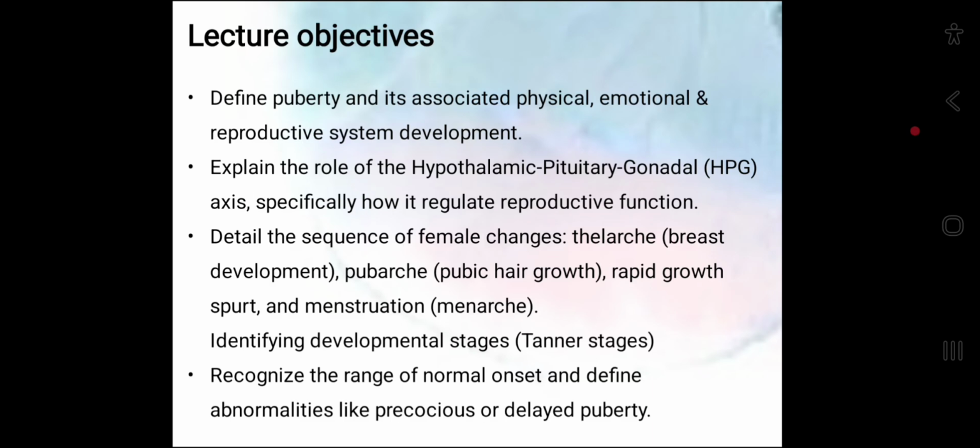Learning objectives: to define puberty and its associated emotional, physical, and reproductive changes. Explain the role of the hypothalamic-pituitary-gonadal axis, specifically in regulating reproductive function. Detail the sequence of physical changes that occur. Identify the developmental stages, the standard stages, and recognize abnormalities of puberty, like precocious or delayed puberty.